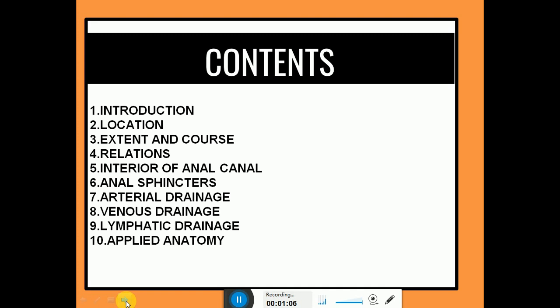So the contents of today's class will be introduction, location, extent and course, relations, interior of anal canal, anal sphincters, which has a lot of surgical relevance, arterial drainage, venous drainage, which also has a lot of applied importance, lymphatic drainage, and finally the applied anatomy.